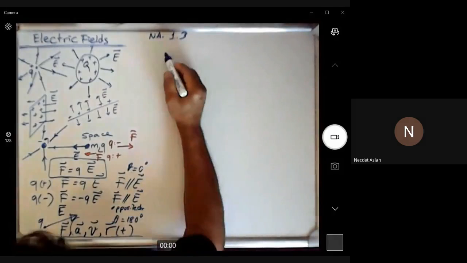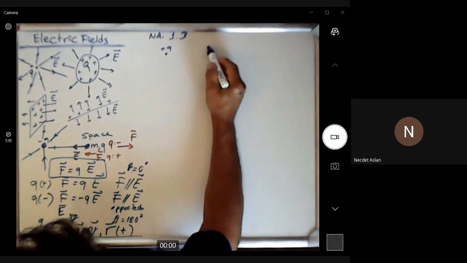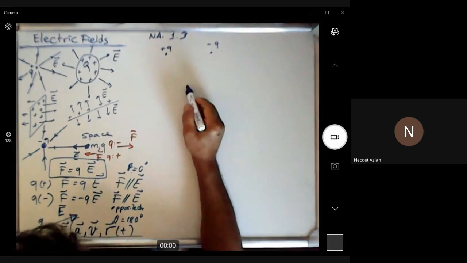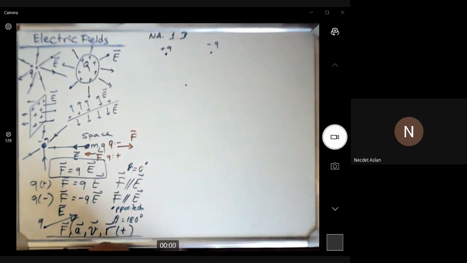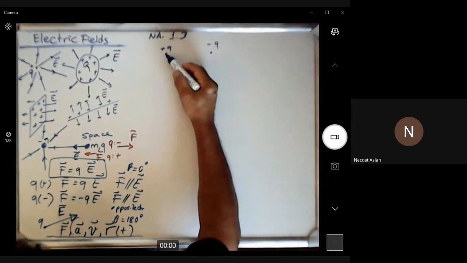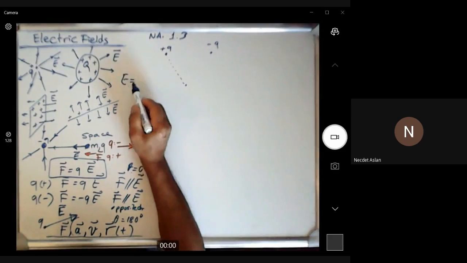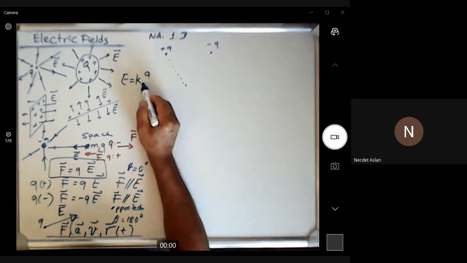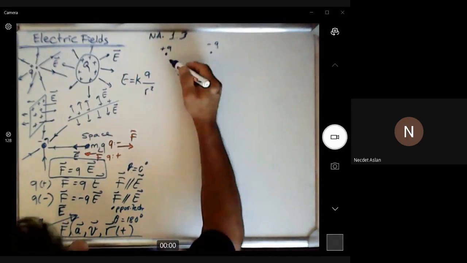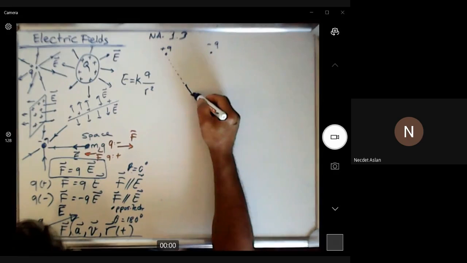Suppose that we have plus charge here and then minus charge there. Let's look at the electric field at this point. In order to find the electric field at this point, we have to draw a straight line. First of all, let's write the magnitude of the electric field is kQ divided by r squared. If this is plus, the electric field will be in this direction.